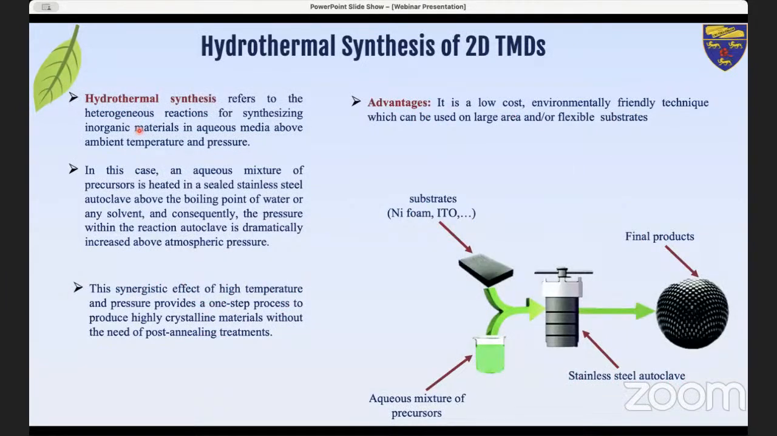My research group synthesized these TMDs using two different methods. First, they focused on hydrothermal, and the second group used CVD for production of TMDs, especially molybdenum disulfide. We know that in the hydrothermal method, we mix some precursors in a solution, and then they react at high temperature, above the boiling temperature of the solvent. For example, if we mix in water, the temperature should be above 100. During this reaction, we can produce this 2D material, and we can also directly deposit it on the surface of a substrate. For example, we can use nickel foam or ITO and leave it inside an autoclave, and then directly grow this 2D material on the surface of the electrode.